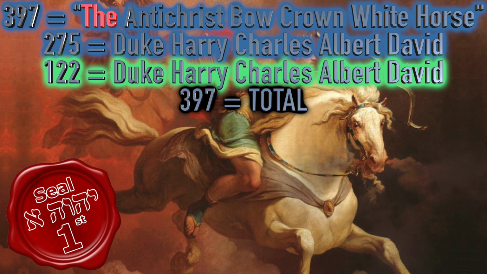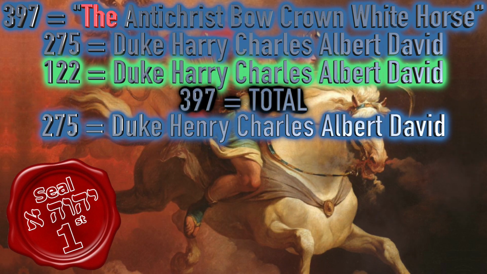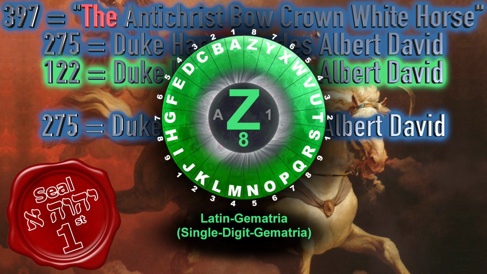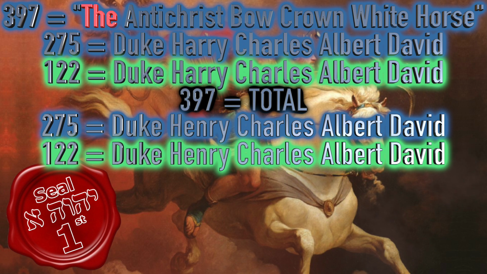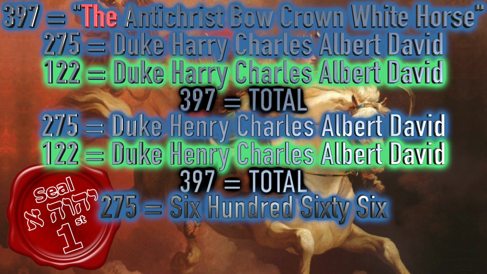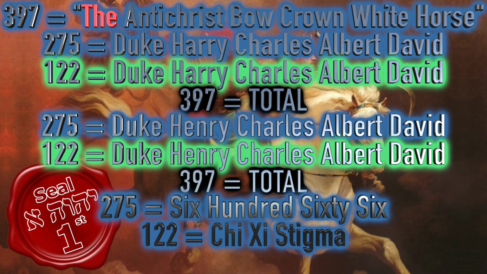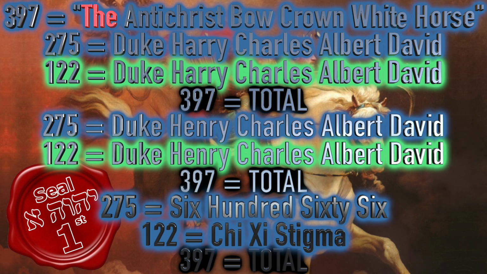Also equaling 397 is the following combination. Using Ordinal English Gematria, Duke Henry Charles Albert David equals 275, and using Latin Gematria, Duke Henry Charles Albert David equals 122. If we add these numbers up together, we get 397. Also equaling 397 is the following combination. Using Ordinal English Gematria, 666 equals 275, and using Ordinal English Gematria, Chi, Xi, Stigma equals 122. If we add these numbers up together, we get 397. Chi, Xi, and Stigma are the Greek letters that represent the numbers 600, 60, and 6, respectively.